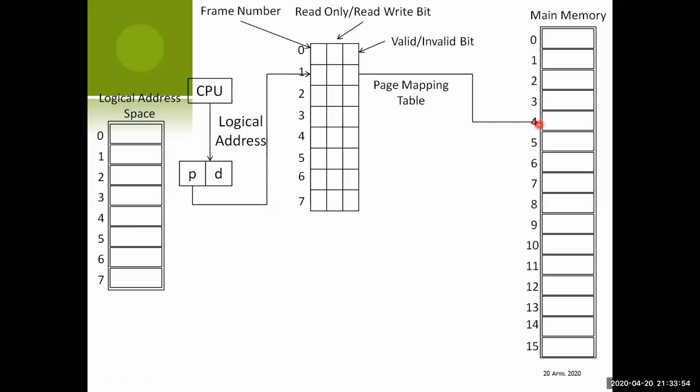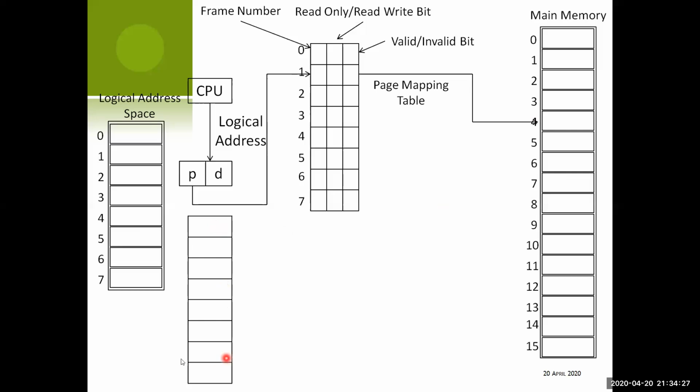and we go to the exact physical location of that page. In case the page is absent, meaning the valid or invalid bit column is set to invalid, then we need to load the page from secondary memory into primary memory. Now, how can this page be loaded from secondary memory to primary memory? For this, we use another table in the demand paging concept.